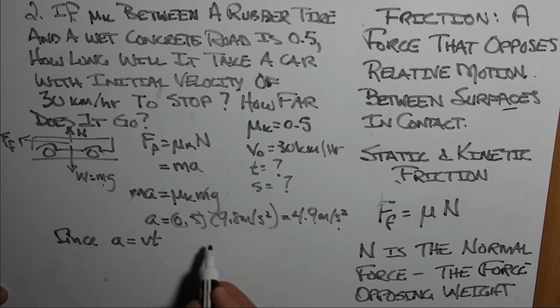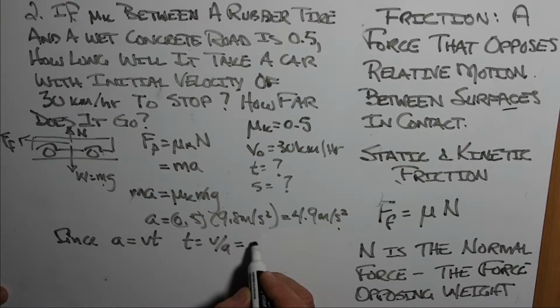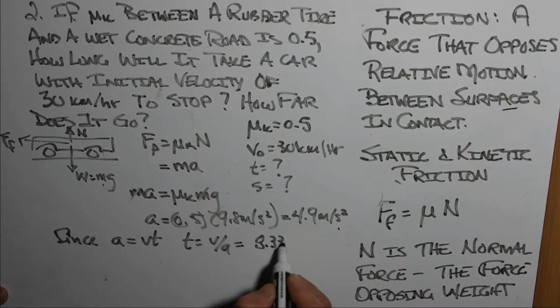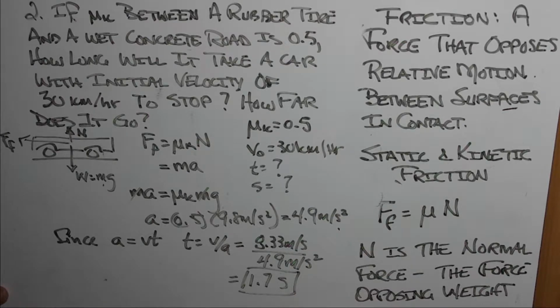And since acceleration is equal to velocity divided by time, we rewrite that: time is equal to velocity divided by acceleration. Using the conversion factor I gave earlier on the first set, we have 8.33 meters per second divided by the deceleration that we just determined, giving us a time in which the car stopped of 1.7 seconds. And it's that time that we'll use in the second half of the problem to determine how far the car traveled during that time period.